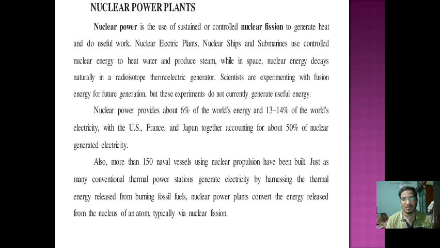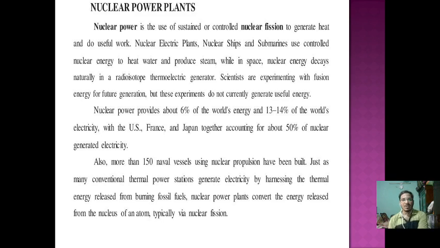But these experiments do not currently generate useful energy. Scientists are experimenting with fusion energy for the purpose of future generation, but that experiment is not yet good enough to generate useful energy.